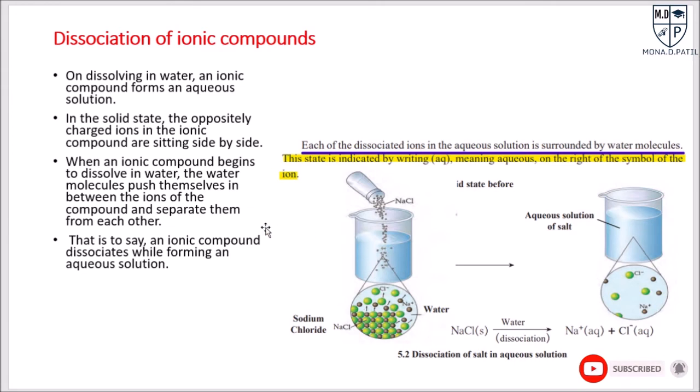So when an ionic compound begins to dissolve in water, the water molecules push in between the ions of the compound and separate them from each other. In the next diagram you can see chlorine and sodium are not attached or close to each other, they are far away from each other. So that is to say, an ionic compound dissociates while forming an aqueous solution. So this is the aqueous solution of salt.